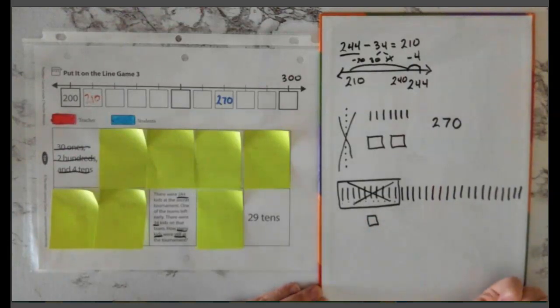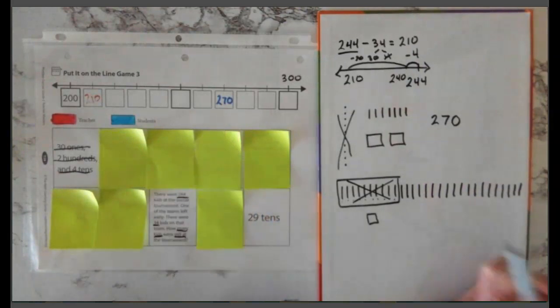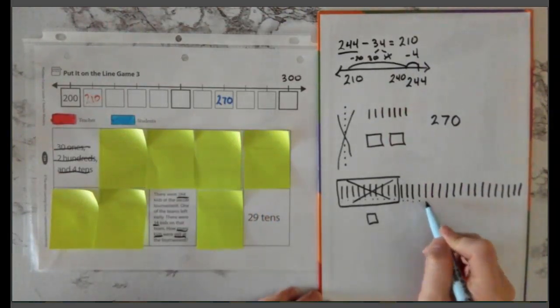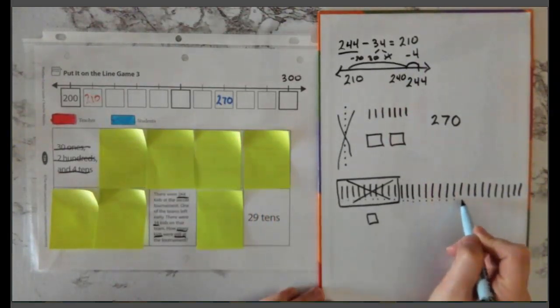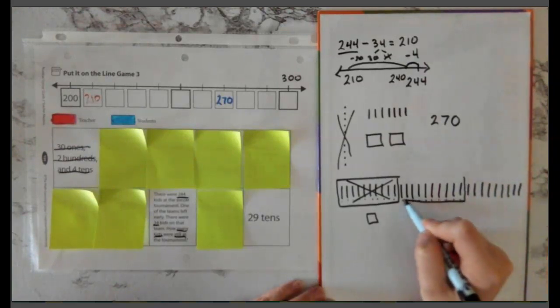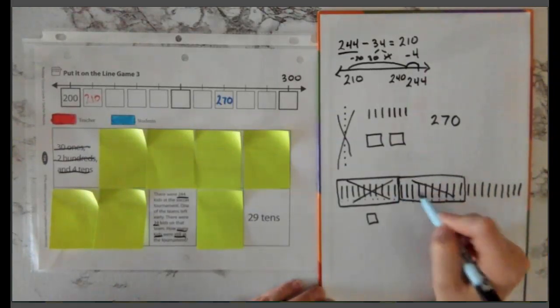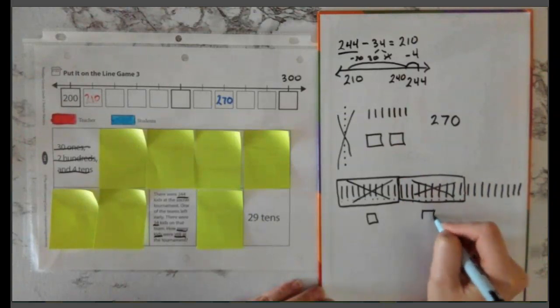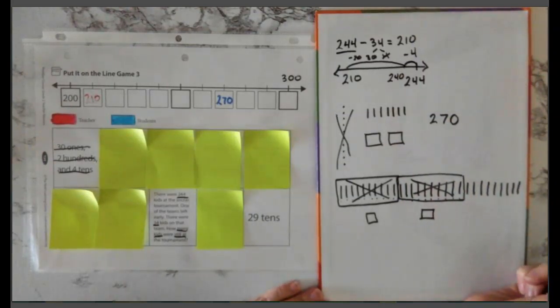Could I do that again? Thumbs up or thumbs down? Oh, yes, I sure can. I'm going to grab 1, 2, 3, 4, 5, 6, 7, 8, 9, 10 more. And I'm going to turn these 10 into another 100. Can I do it again? Let's count and double check.